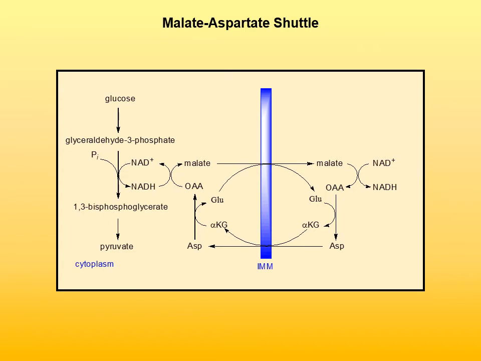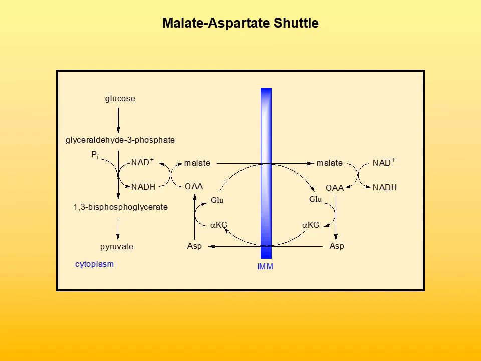For the shuttle to continue, oxaloacetate must be returned to the cytoplasm. As oxaloacetate cannot pass through the inner membrane, it is converted to aspartate in a transamination reaction with glutamate. So the glutamate-aspartate transport protein transports aspartate in exchange for glutamate. In the cytoplasm, aspartate can be converted back to oxaloacetate. The malate-alpha-ketoglutarate transport protein transports alpha-ketoglutarate in exchange for malate. And then in the cytoplasm, alpha-ketoglutarate can be converted to glutamate.